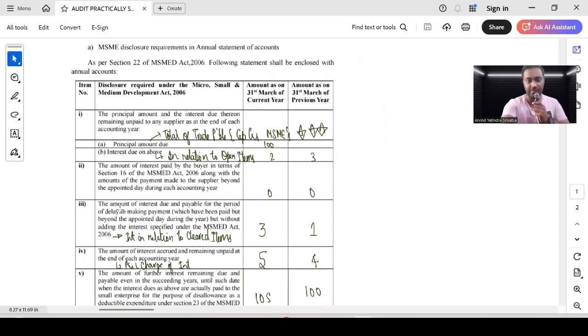Next, the amount of interest due and payable for the period of delay in making payment, which have been paid but beyond the appointed date during the year, but without adding an interest specified under the MSMED Act 2006.